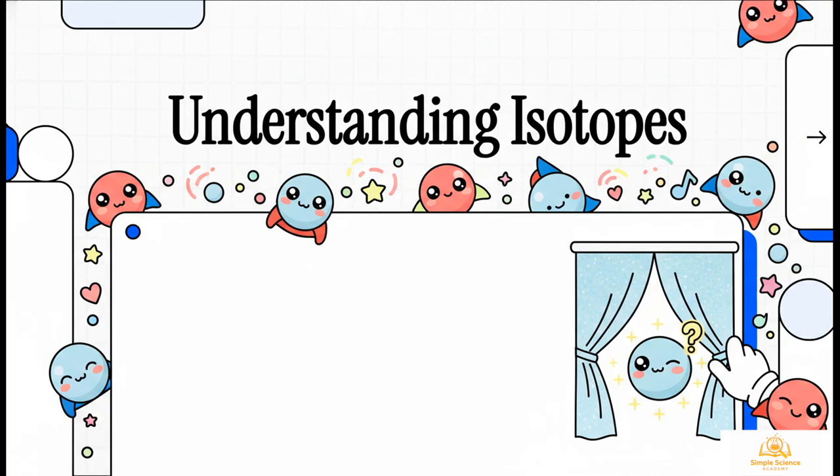Today, we're going to pull back the curtain on the atom, and we're going to find a hidden variable, a tiny little difference that lets an element have multiple secret identities. And believe it or not, this secret explains everything from nuclear power to how we date ancient history. So let's jump right in.